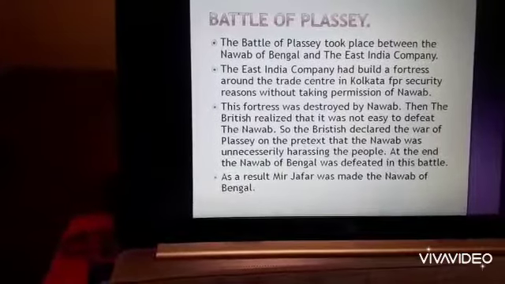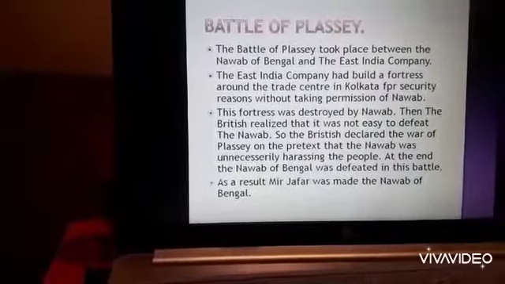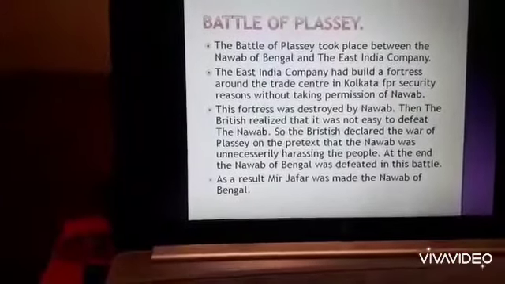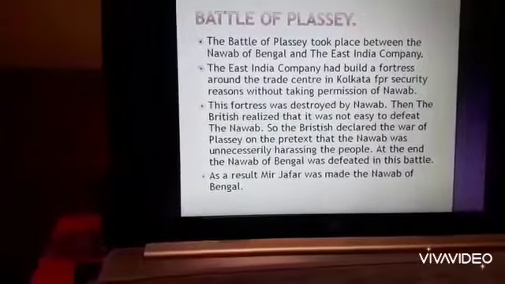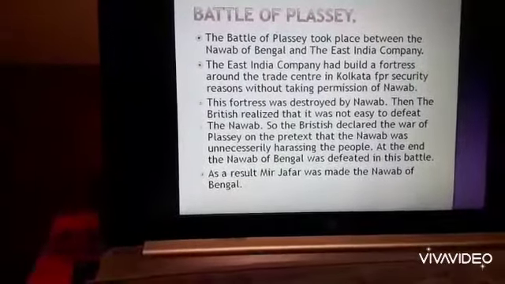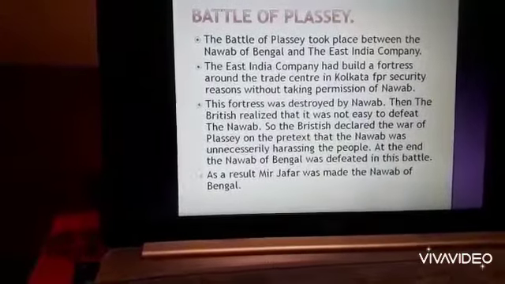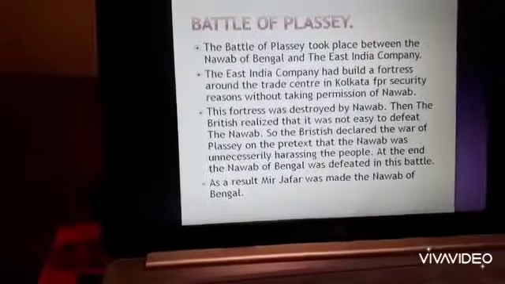In this, the Nawab of Bengal was defeated in the Battle of Plassey. As a result, Mir Jafar was made the Nawab of Bengal. The company got a freehold over 24 Parganas. The foundation of the company's rule in India was laid.